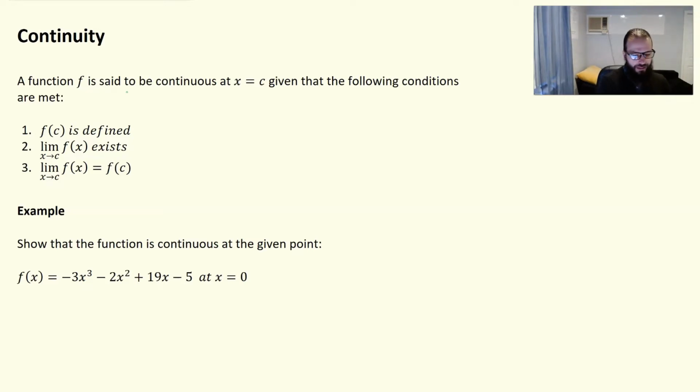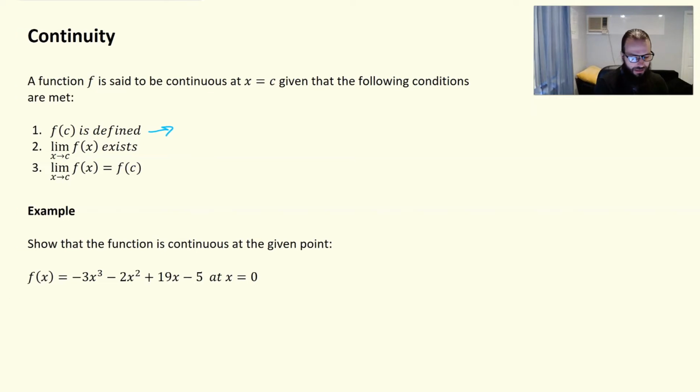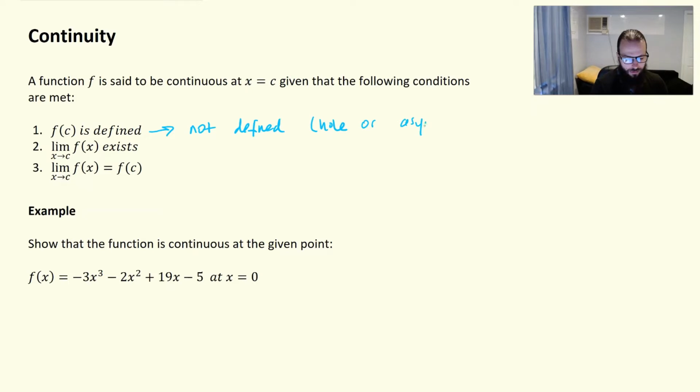A function f is said to be continuous at x equals c, meaning some value of x, given that the following conditions are met. f of c is defined. Obviously, if it's not defined, that means we either have a hole or an asymptote, which would make the function discontinuous. Or it's simply outside of the domain of the function.